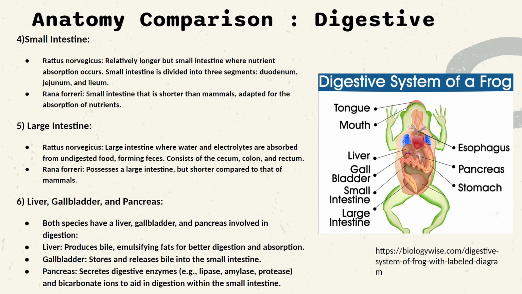So both the frog and the rat have the liver, gallbladder, and pancreas. The liver produces bile, emulsifying fats for better digestion and absorption. The gallbladder stores and releases bile into the small intestine. The pancreas secretes digestive enzymes and bicarbonate ions to aid in digestion within the small intestine.